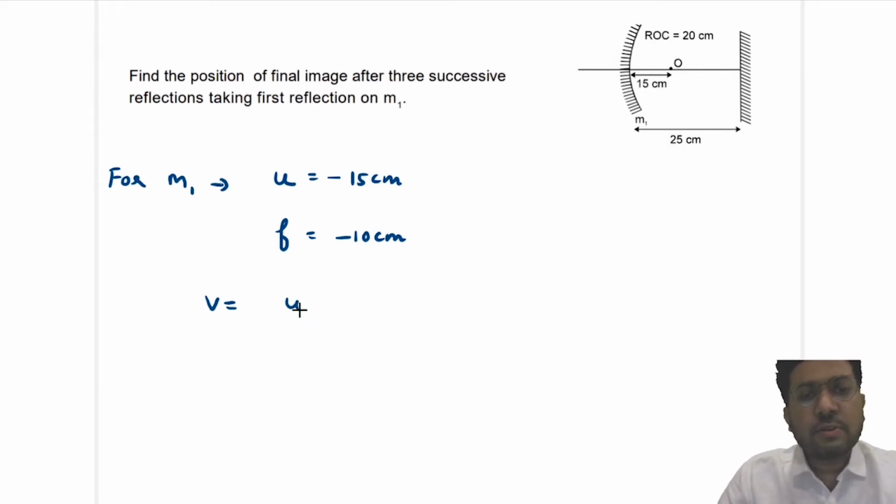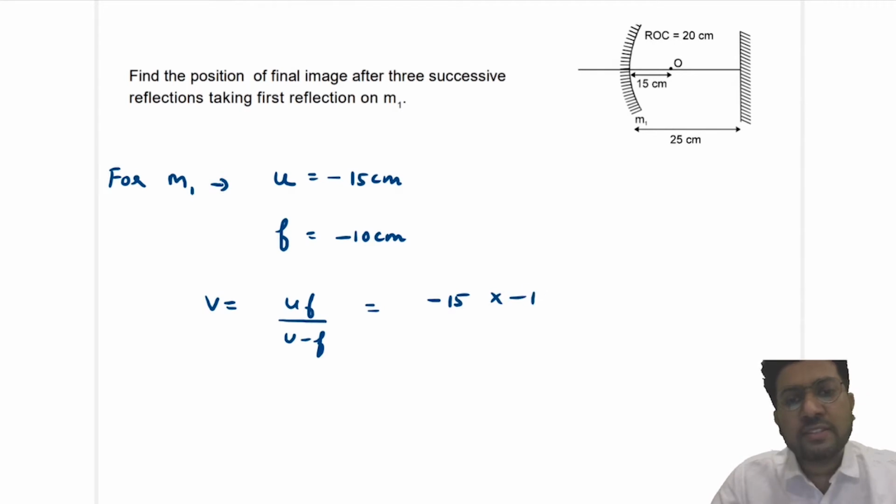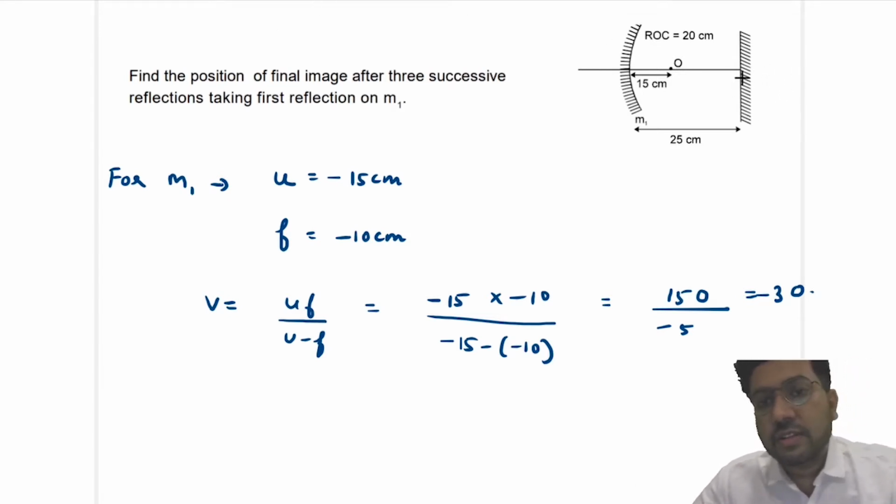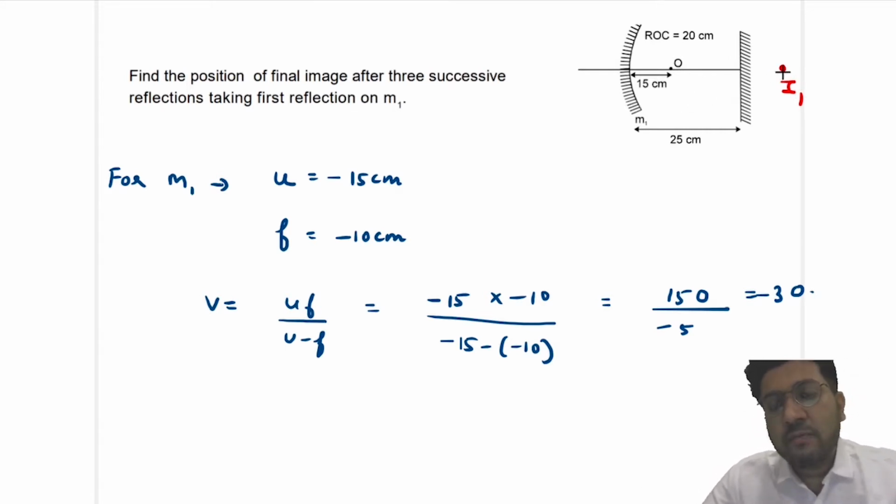So v is equal to uf by u minus f. That will be equal to minus 15 into minus 10 divided by minus 15 minus of minus 10, which equals 150 divided by minus 5, and that comes out to be minus 30. So the image is formed at a distance of minus 30. That means this will be the position of the image I1.